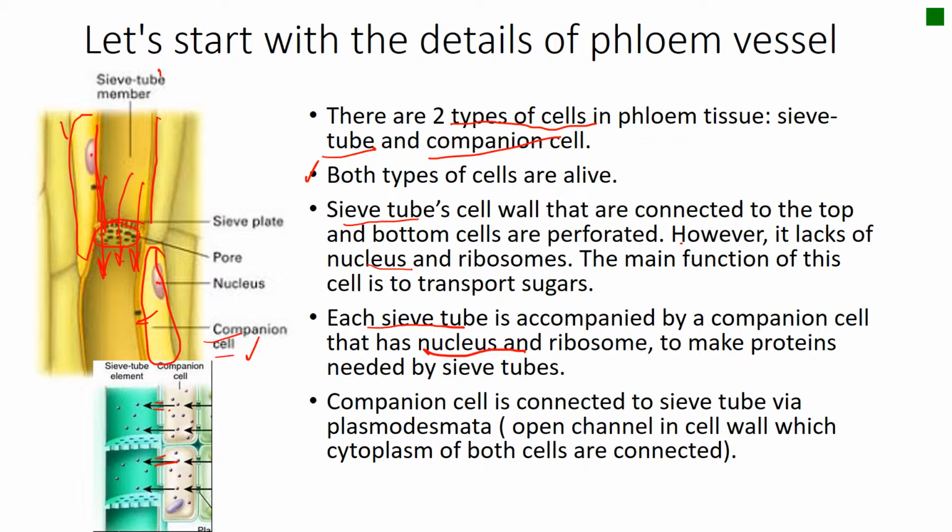The definition of plasmodesmata is an open channel in the cell wall through which the cytoplasm of both cells is connected. So the companion cell will produce protein needed by the sieve tubes, while the sieve tubes remain empty, even though it's still alive and has a cell membrane that can do active transport. It has to be empty because it will accommodate the movement of the liquid inside it.